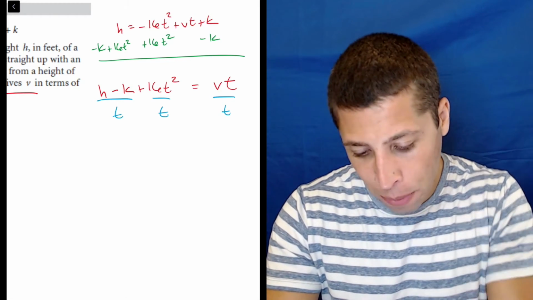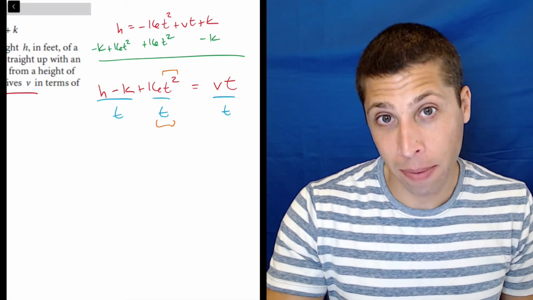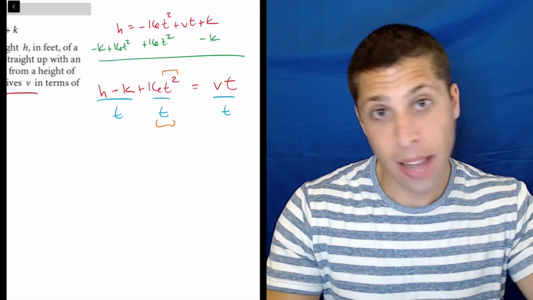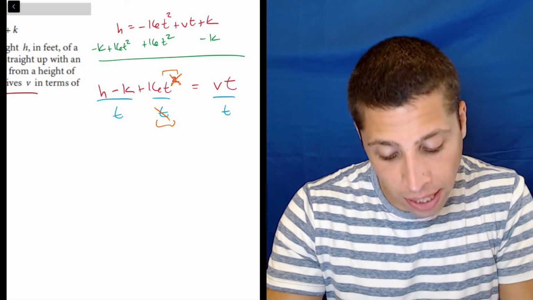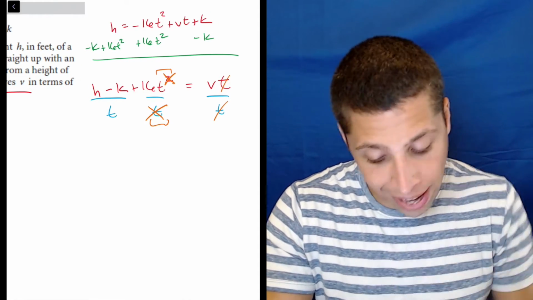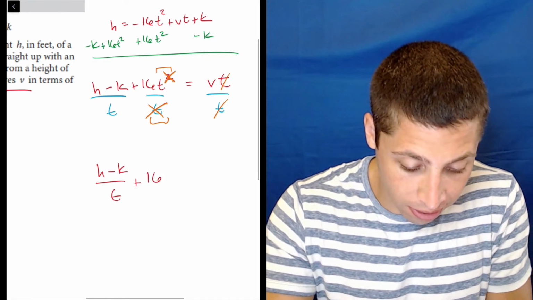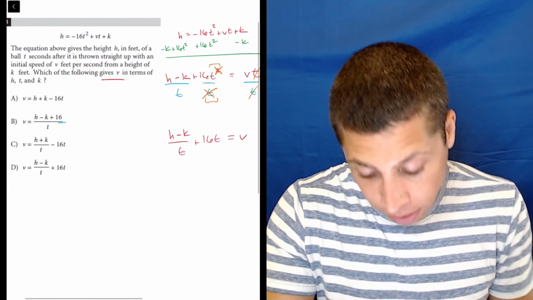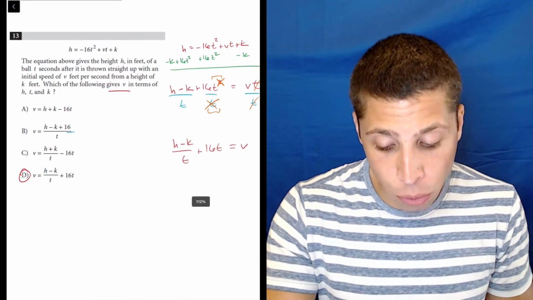And now, because I have t squared on top and t on the bottom, I can divide those and simplify that, right? Because t squared, that's two t's, that's t times t, and one of those t's can cancel out with the one on the bottom. So let's just simplify everything. Now we have h minus k over t plus 16t is equal to v, and that is choice D, and that's the answer. But I get why that's weird.